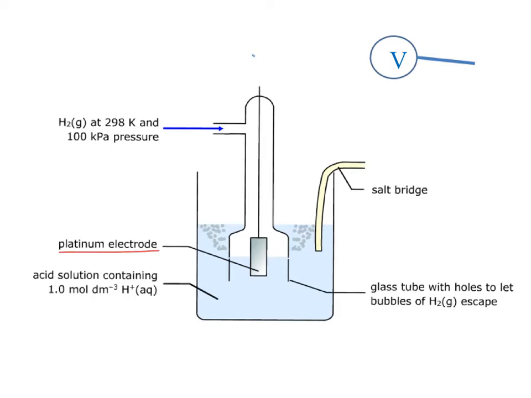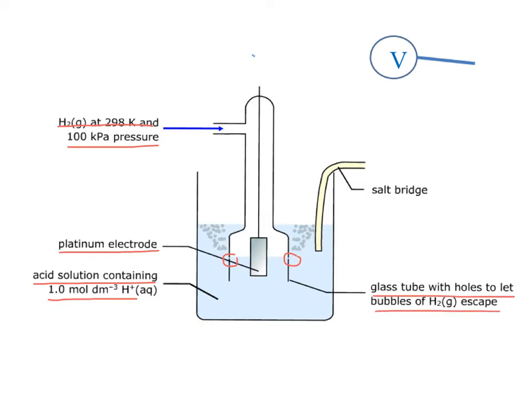Now that platinum electrode is dipped in an acid solution containing 1 molar concentration of hydrogen ions. Now into this glass tube we would pump hydrogen under standard conditions. So this is at 298 Kelvin and 100 kilopascals of pressure. Now you'll notice that there are little holes in this glass tube, and these little holes are to allow the bubbles of hydrogen gas to escape.